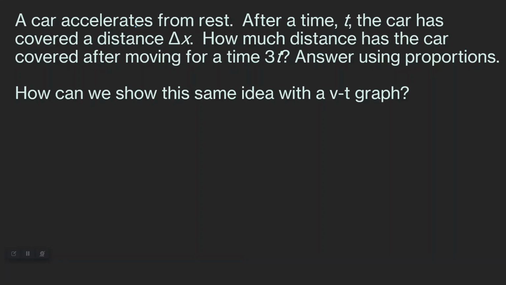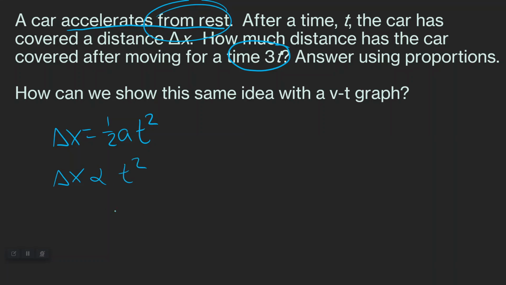So again, let's look at this in the context of a problem. A car accelerates from rest, and after a time t, the car has covered a distance delta x. I want to know how far the car has moved after accelerating for 3 times the amount of time. So using proportions, again, we'll use delta x equals 1/2 acceleration times t squared. Again, we're leaving out that initial velocity term, so we're accelerating from rest. That means displacement is proportional to time squared. So on the right side, if I triple time, I've changed this by a factor total of 9. So that means on the left side, I also have to change this by a factor of 9.